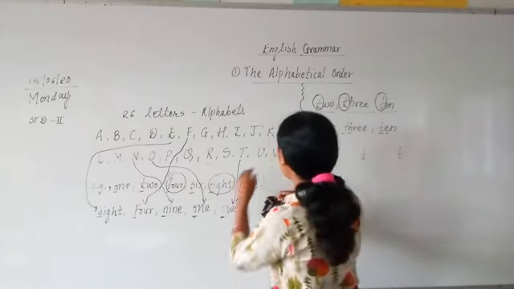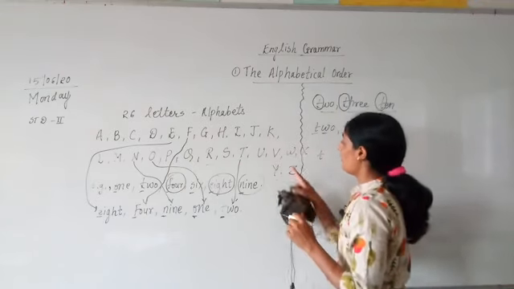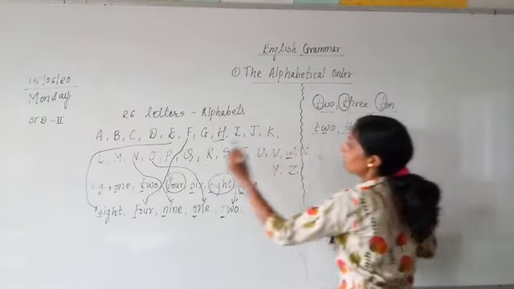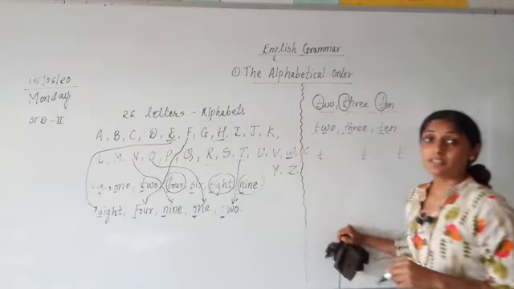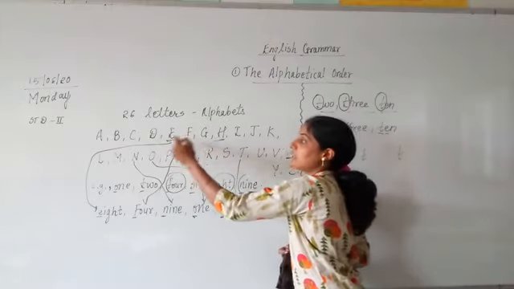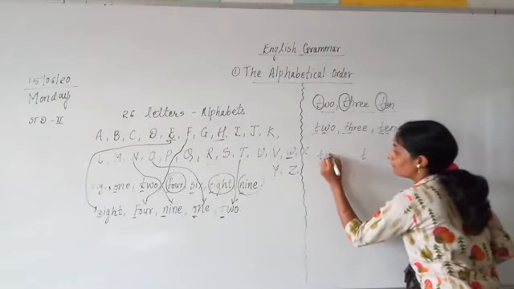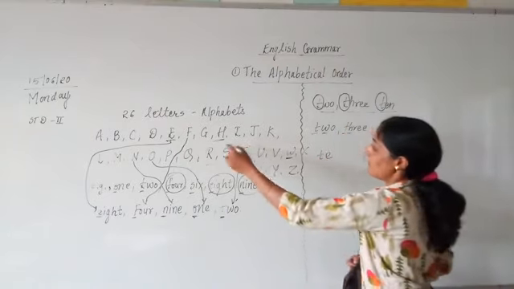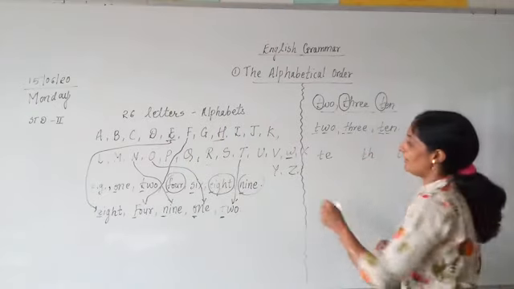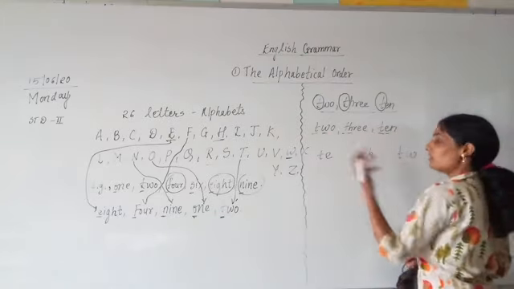U, V, W, X, Y, Z. Now which letter will come first? E will come first, right? Because in the sequence of ABCD, E is first. Then after E, which will come? H will come. So write down H. Understood? And which letter will come last? W. So W will come over here. Then you complete the remaining words.